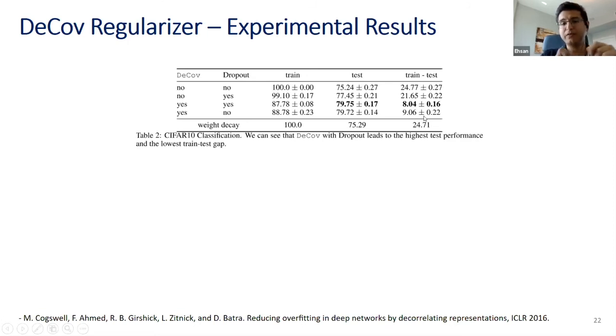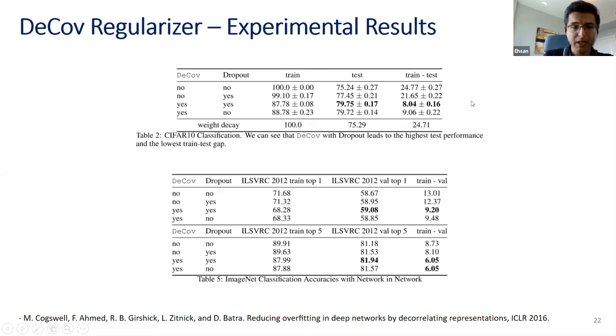And if you use both of them together, we're going to have even less error, less gap. It means that it's going to give better generalization. They also have similar experiments on ImageNet using top 1 accuracy and top 5 accuracy. You can also see the results. They're very similar to the CIFAR10 results.